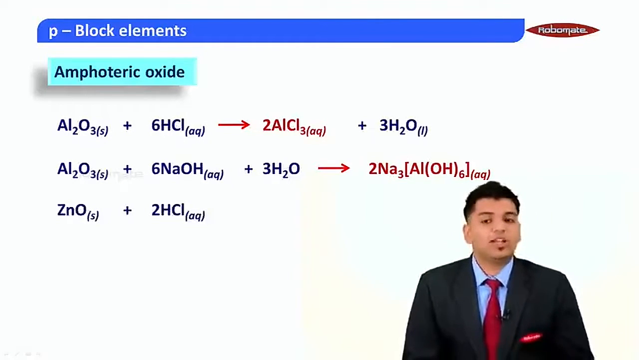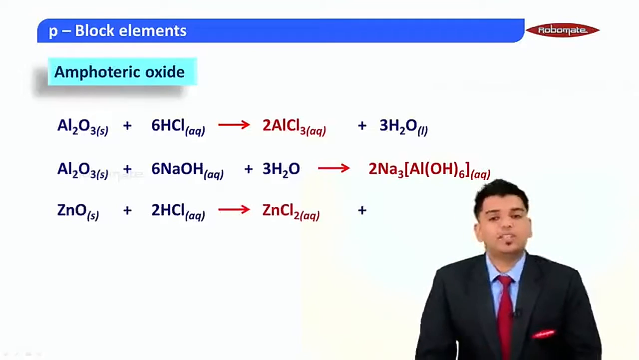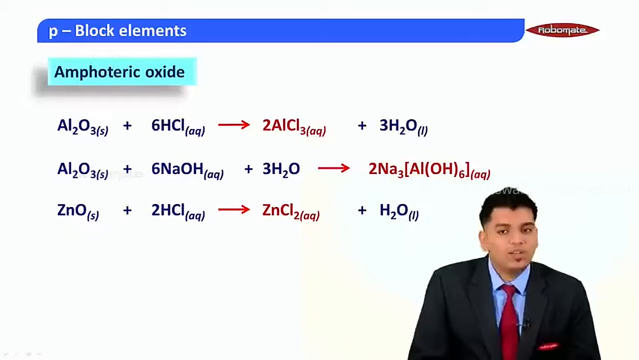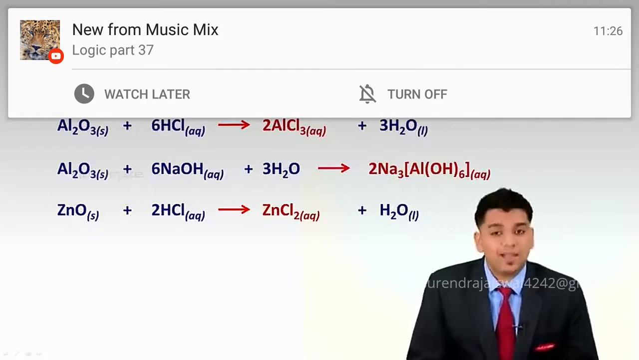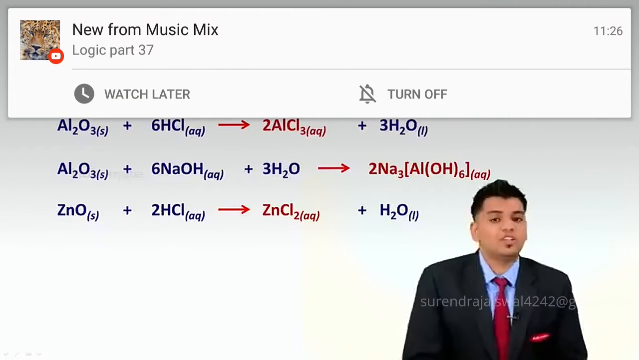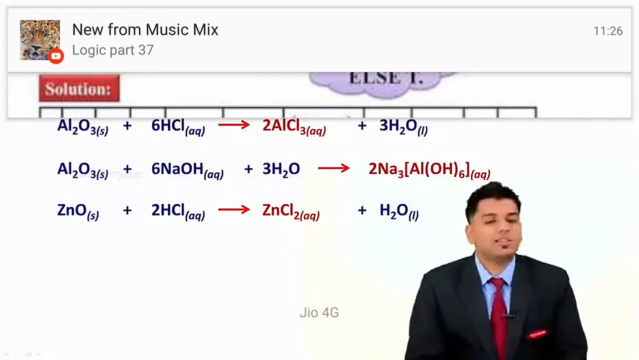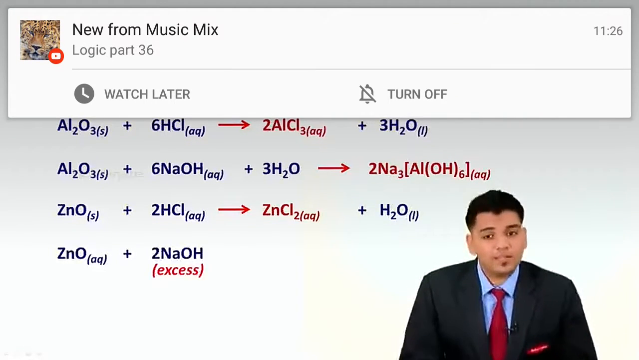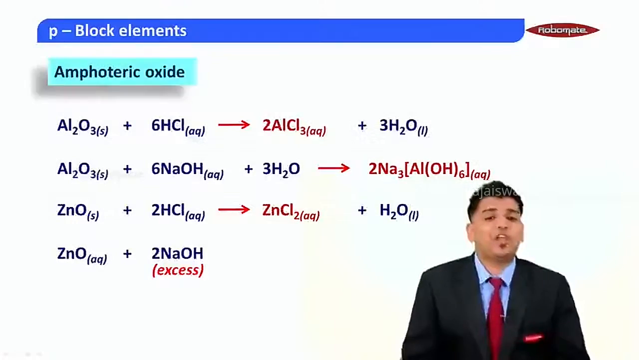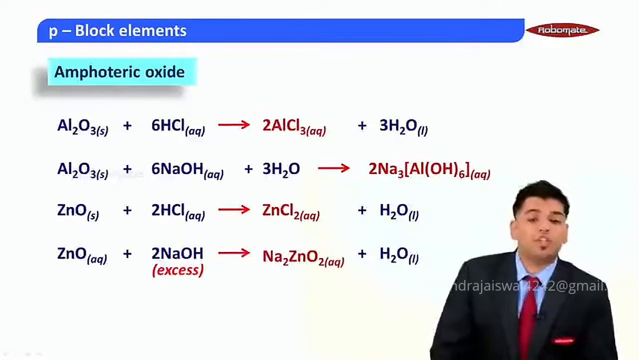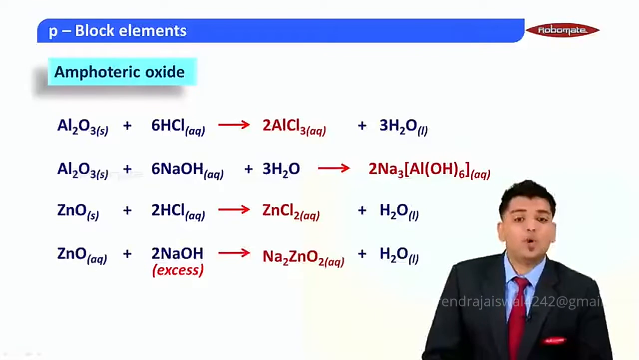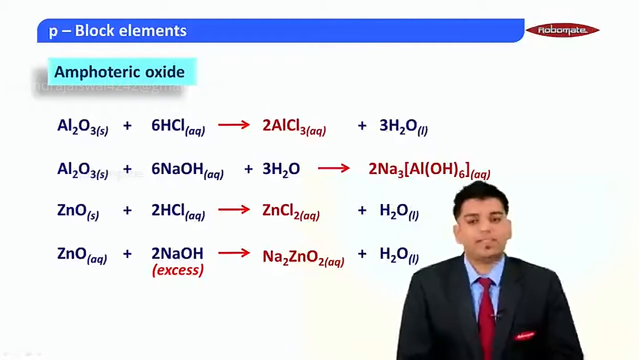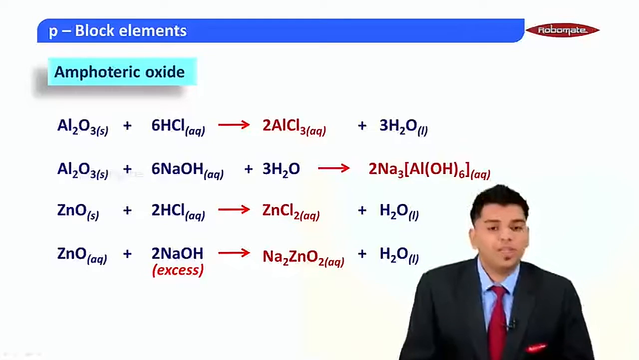Now zinc oxide when treated with HCl, it results in the formation of ZnCl2 and H2O. Now here ZnO acts as the base. So ZnO plus HCl gives us a salt and water. This is a classic neutralization reaction. This very same ZnO when reacted with excess of NaOH, it results in the formation of Na2ZnO2 aqueous and water. Here NaOH behaves as the base and our ZnO behaves as the acid.